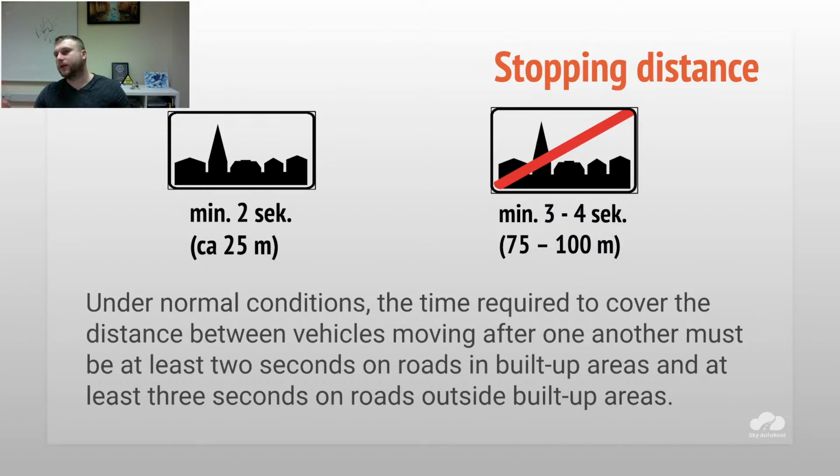Try to find some sign on the road, for example, a speed limit sign. As soon as the car in front of you crosses the speed limit sign, you start counting 1, 2, 3, and after 2 or 3 seconds, you should reach this sign. So this is the distance. If you cross the sign in 1 second and you are driving in the city, it means the distance is quite small.